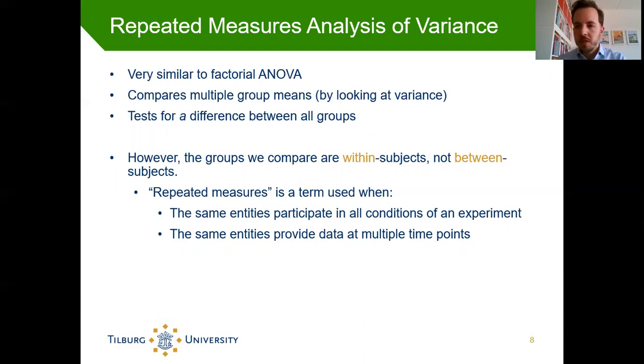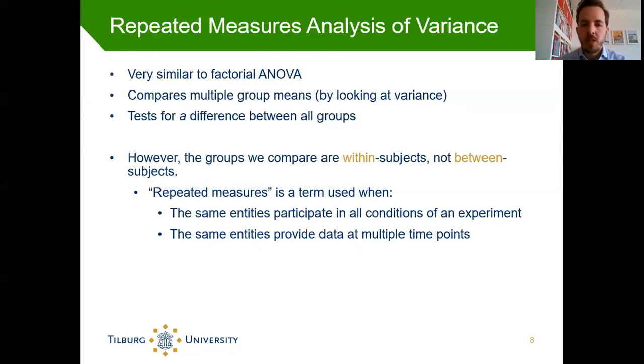And there are two typical situations in which you would use this repeated measures analysis. The first one is that the same entities, for instance, the same participants, participate in all conditions of your experiment. So you can think of an experiment where you have different conditions, and basically every participant does all the conditions. And then you just compare the different conditions within the same participant. That's one example. I'll give a specific example on the next slide.